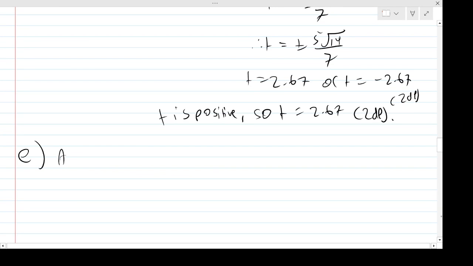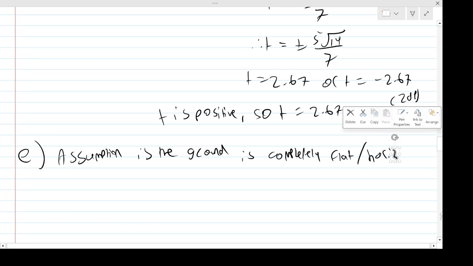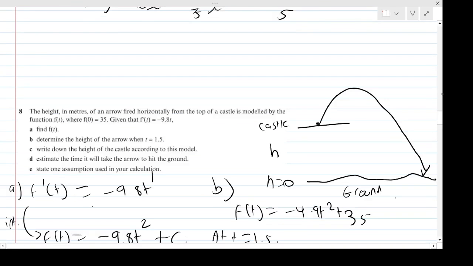So that would be my assumption. The assumption is the ground is completely flat, or completely horizontal. With these sort of questions that should be applicable a lot of the time, when you're dealing with the movement of something across the ground, since in reality the ground would not be completely flat. But there we are.